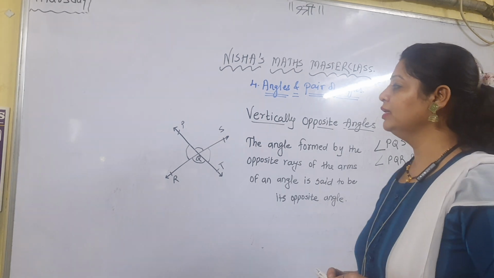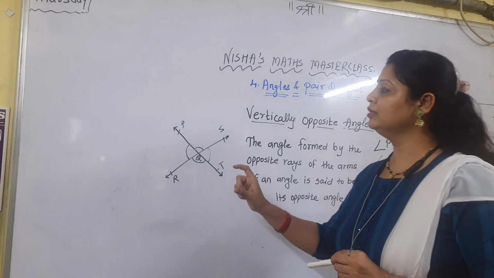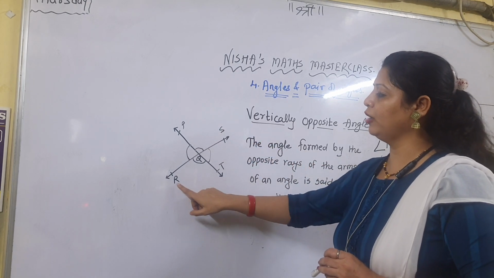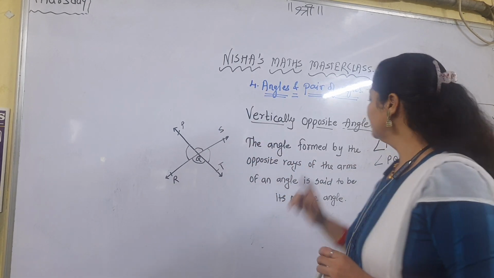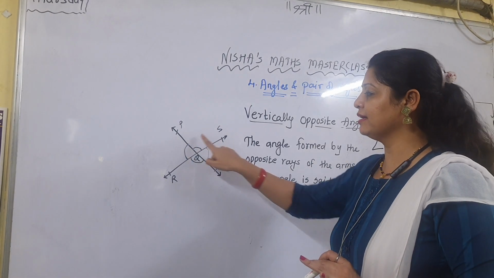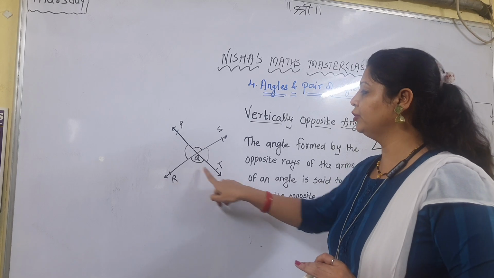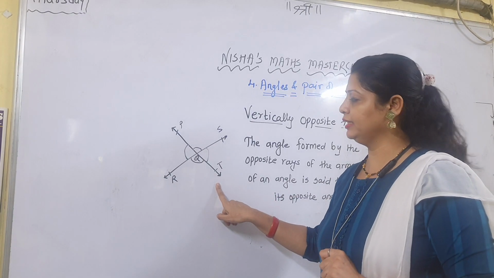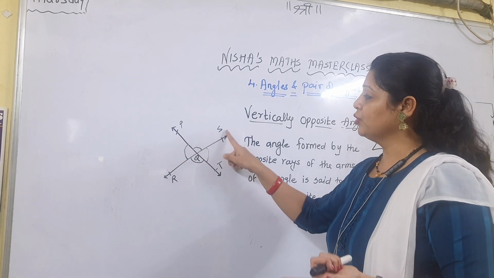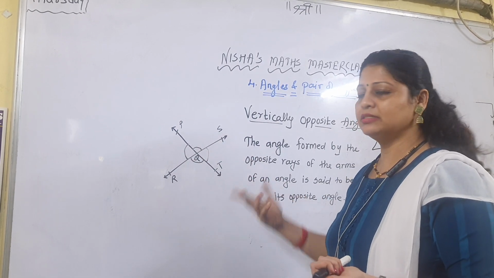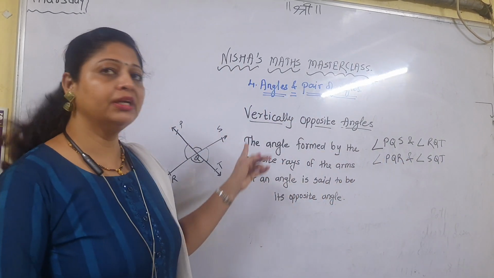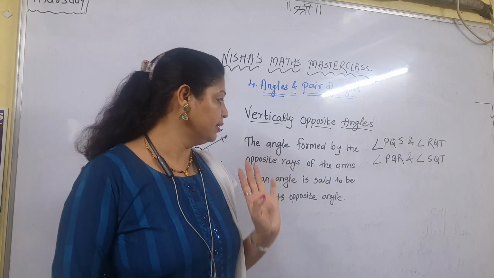And the most important note is that whatever the measurement of angle PQS, the same measurement is there for angle RQT. Vertically opposite angles are always equal. Suppose angle PQS is 70 degree, so obviously angle RQT is also 70 degree. Same afterwards PQR, for example, it is 45 degree, so angle SQT is also 45 degree. Understood everyone? This is the most important information related to vertically opposite angle.